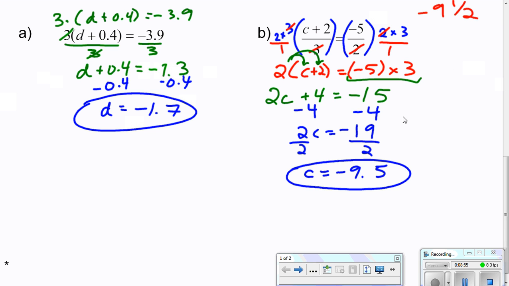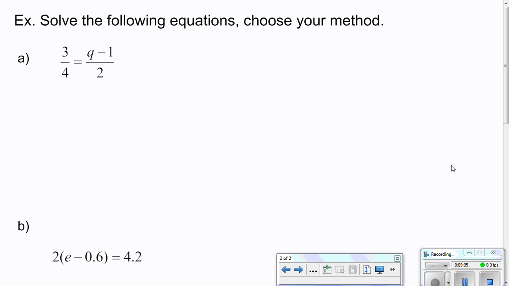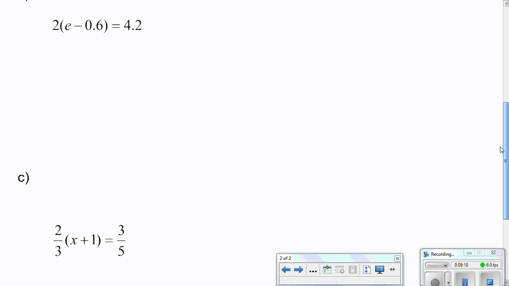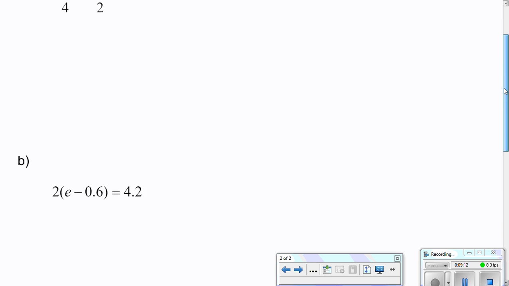I prefer this second method. Again, it's just a personal thing. You figure out what method works for you. And where you're going to practice this now is on these 3 questions, A and B and C. I am not solving these for you because I'm not going to show both methods. It's going to take a lot of time.